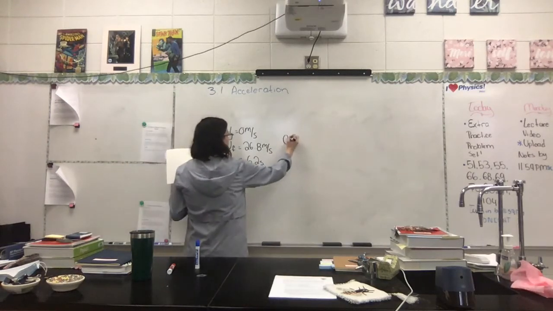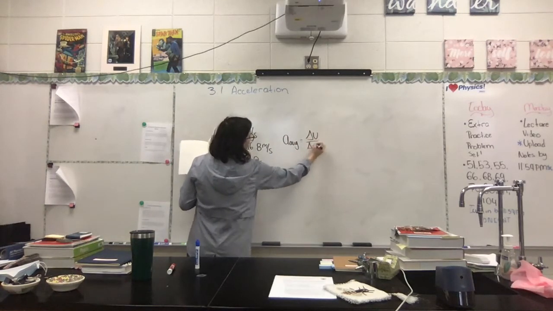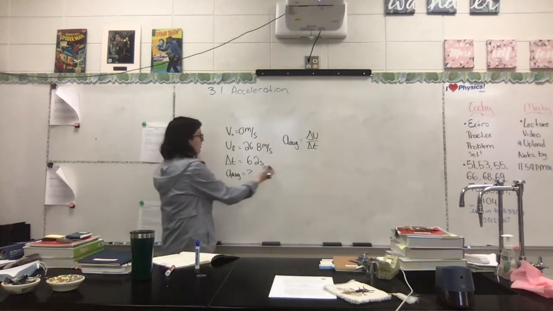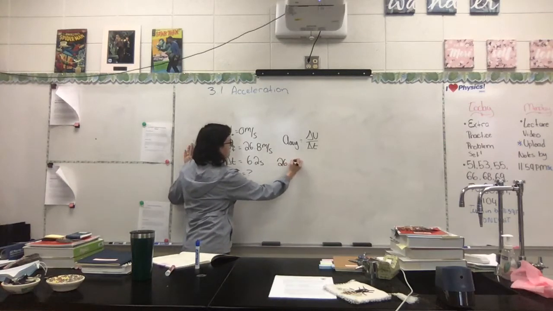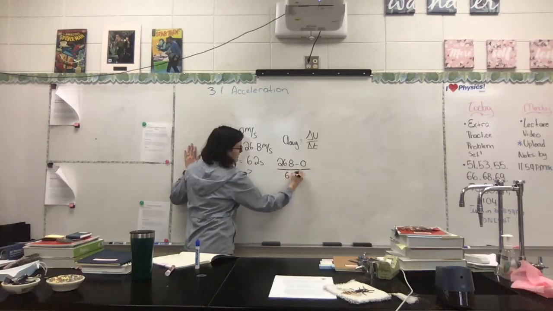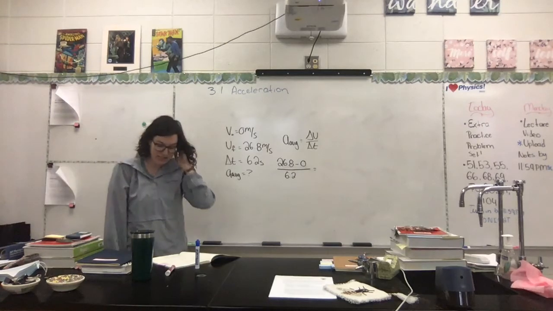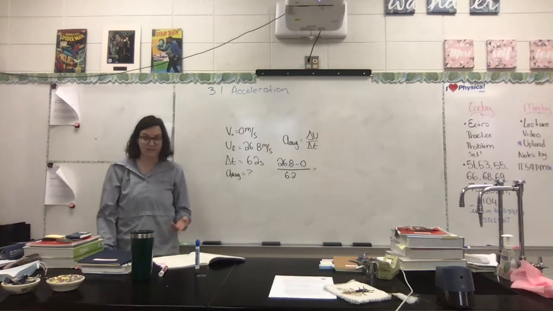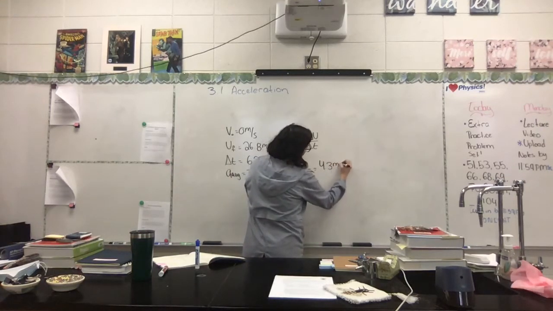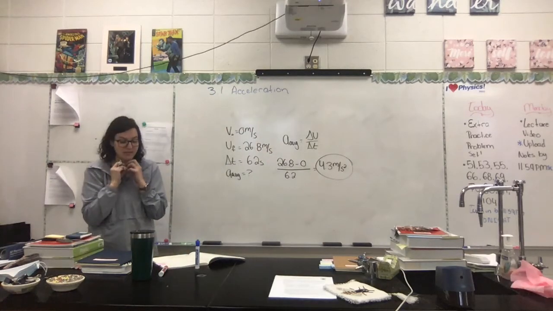Okay, so we just learned that average acceleration is equal to the change in velocity over the change in time, right? So we're going to have our final velocity minus our initial velocity divided by that change in time. If you type in 26.8 divided by 6.2 into your calculator, what do you get? I get 4.3 meters per second squared. That's what I get. I hope you got the same thing, okay?